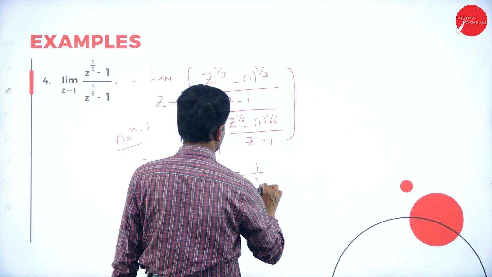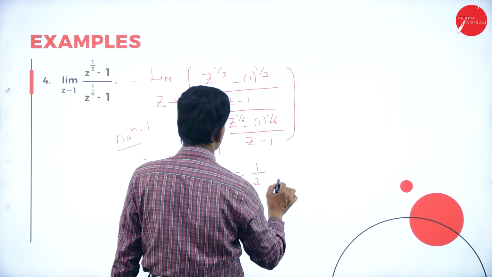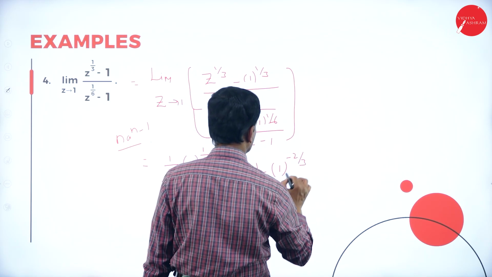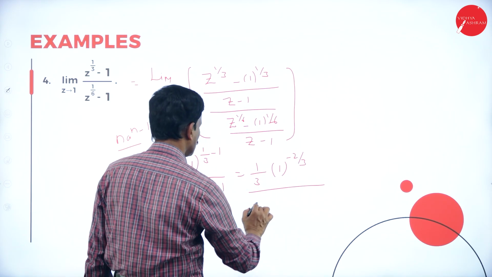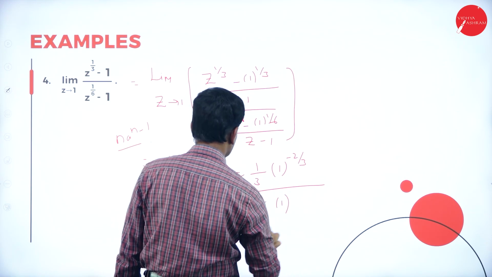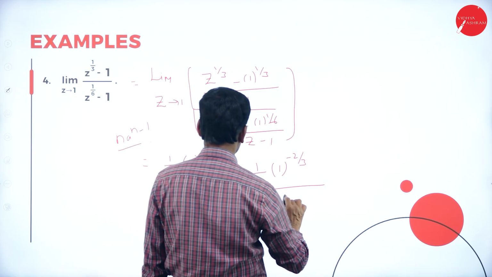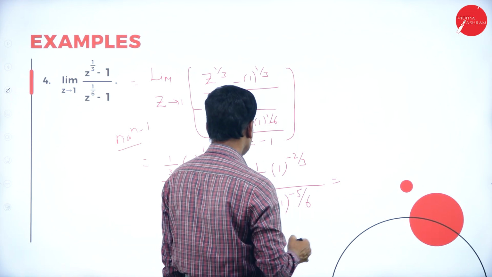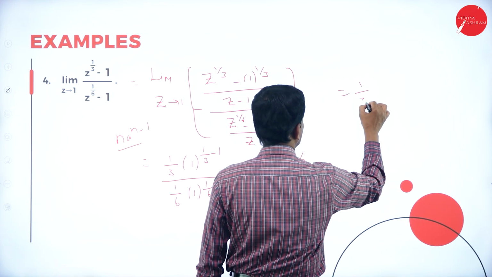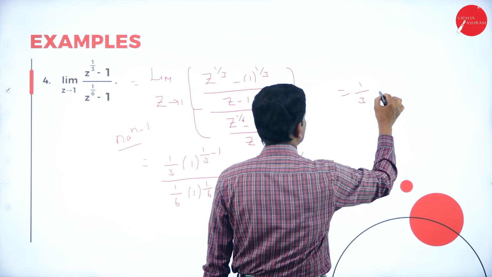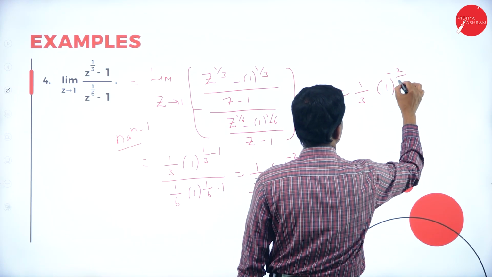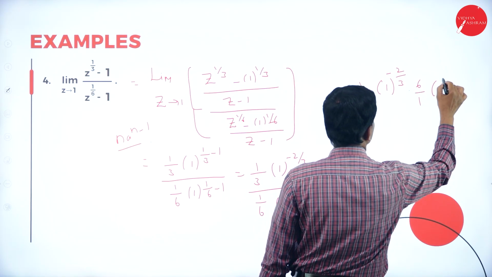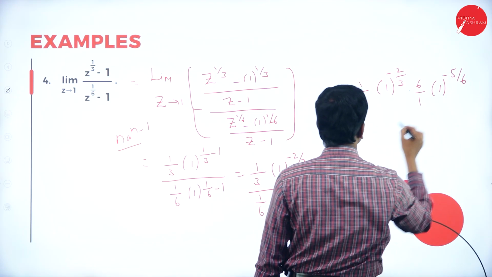So this is 1 over 3, 1 to the power of 1 minus this is minus 2 by 3, divided by 1 by 6 into 1 to the power of 1 minus 6 is minus 5 divided by 6. So this can be written as 1 over 3 into 1 to the power of minus 2 by 3 into 6 by 1, 1 to the power of minus 5 by 6.